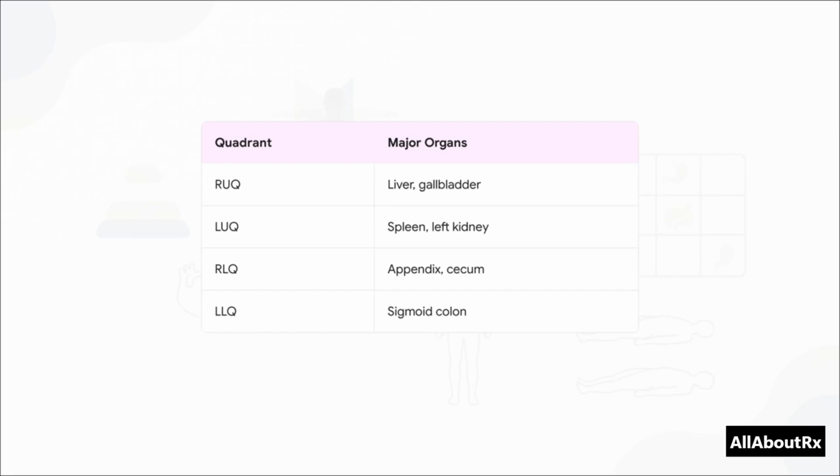By dividing the abdomen with a vertical median plane and a horizontal transumbilical plane, right through the belly button, they create 4 distinct zones. The right upper quadrant holds the bulk of the liver, and the left upper holds the spleen. But for our patient with that sharp lower right pain, the doctor knows instantly to check the right lower quadrant, or RLQ, because that's exactly where a troubled appendix is hiding.